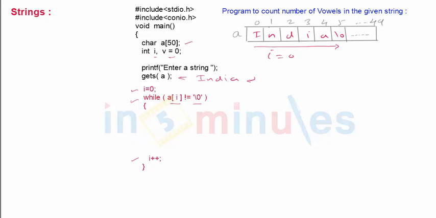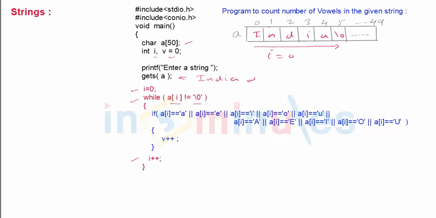For every ith character you have to check whether it's a vowel or not using the OR operator like this. If A of i is lowercase a or e or i or o or u or uppercase A or E or I or O or U, then you have to increment the counter, that is v, by 1. And then i has to always increment to go to the next character. And then finally we need to output the vowel count, that is v.